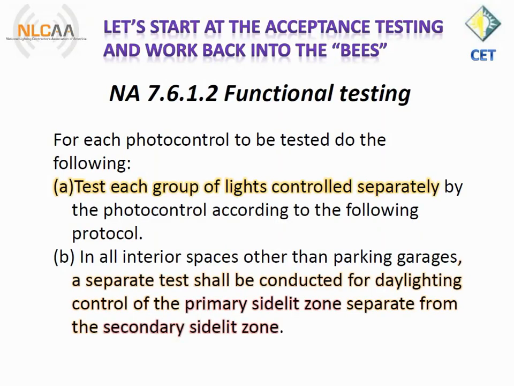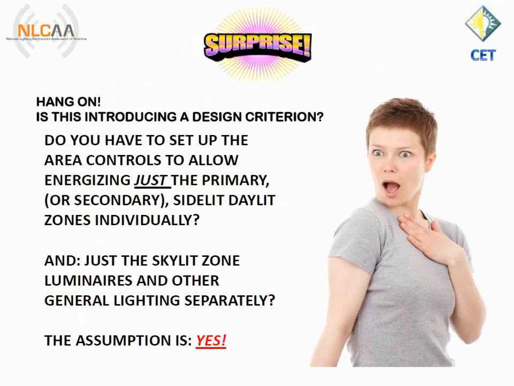This requirement is inferred from those entries on the acceptance testing form, and shown within NA 7.6 of the reference appendices. It is the author's opinion that the answer is yes, that you would want to consider each daylit zone to be a separate lighting function in the room. I'm going to tell you, if it's not going to kill you to put in area controls for the different daylit zones in an area, you can consider them as a functional group and control them that way, because this would probably lead to better energy savings anyway.